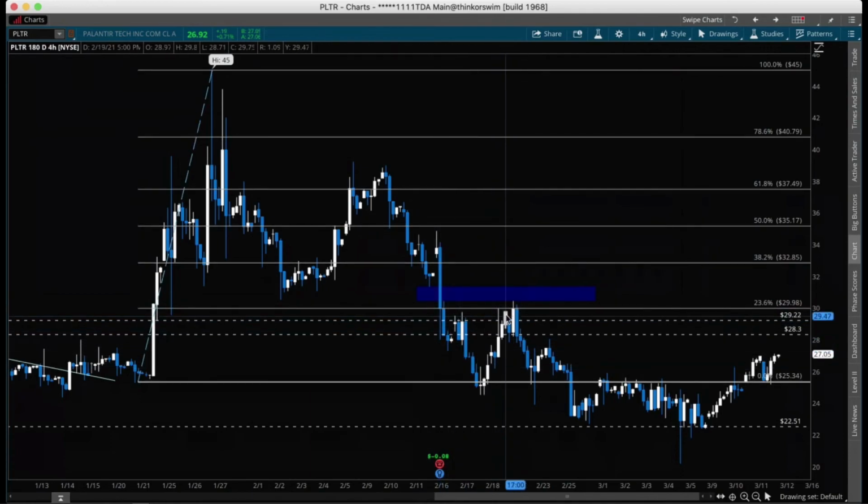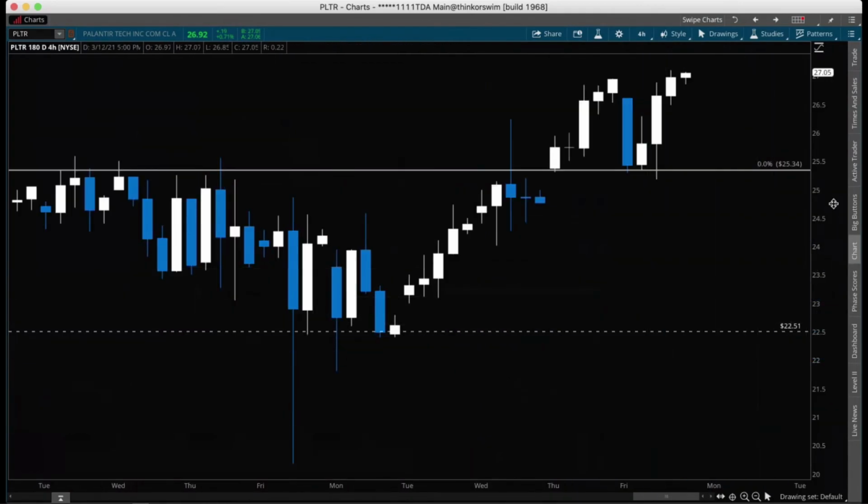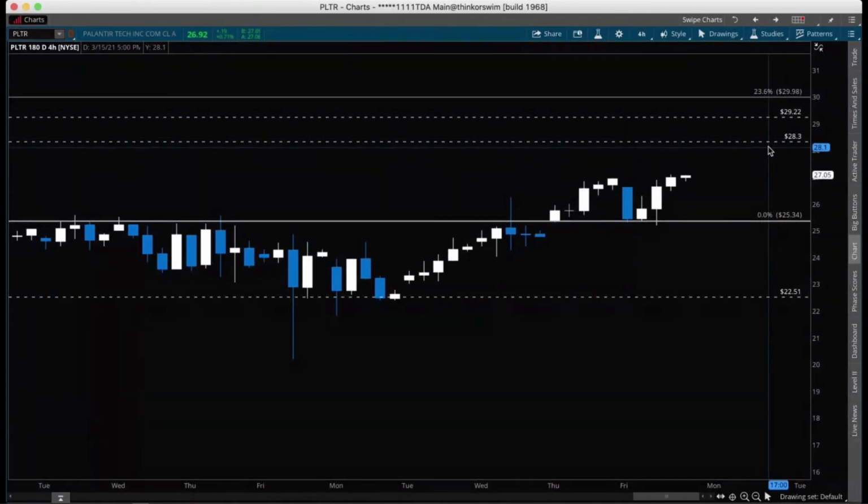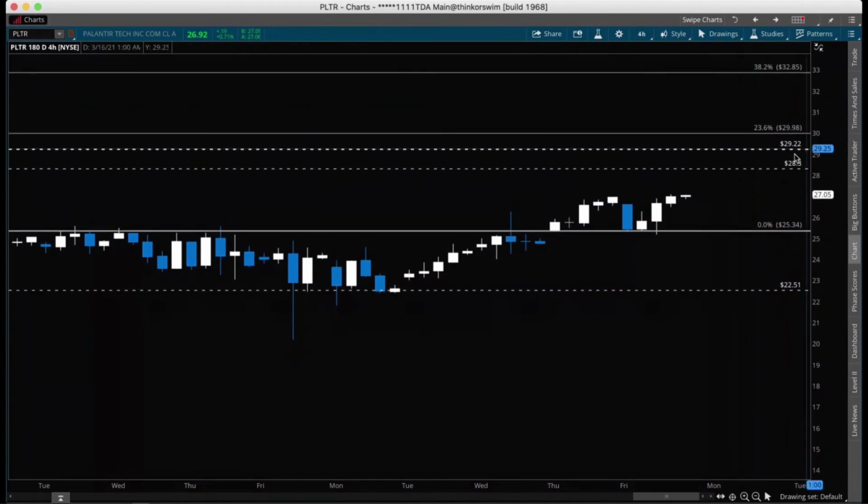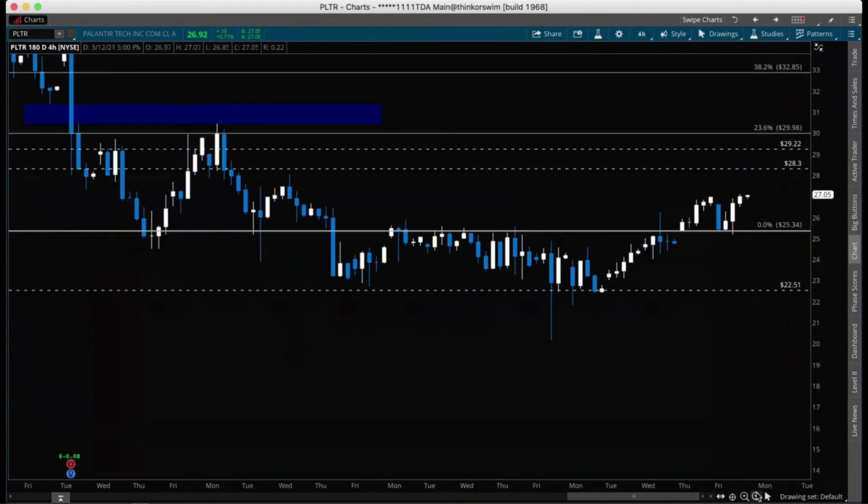Again, just being that this is the last strong move that it made before all this consolidation took place. But these are my levels that I have right now for PLTR: 28.3, 29.2, and then my Fibonacci here at 30. So those are the levels I would personally be looking at for PLTR. Thank you. Yeah, no problem.